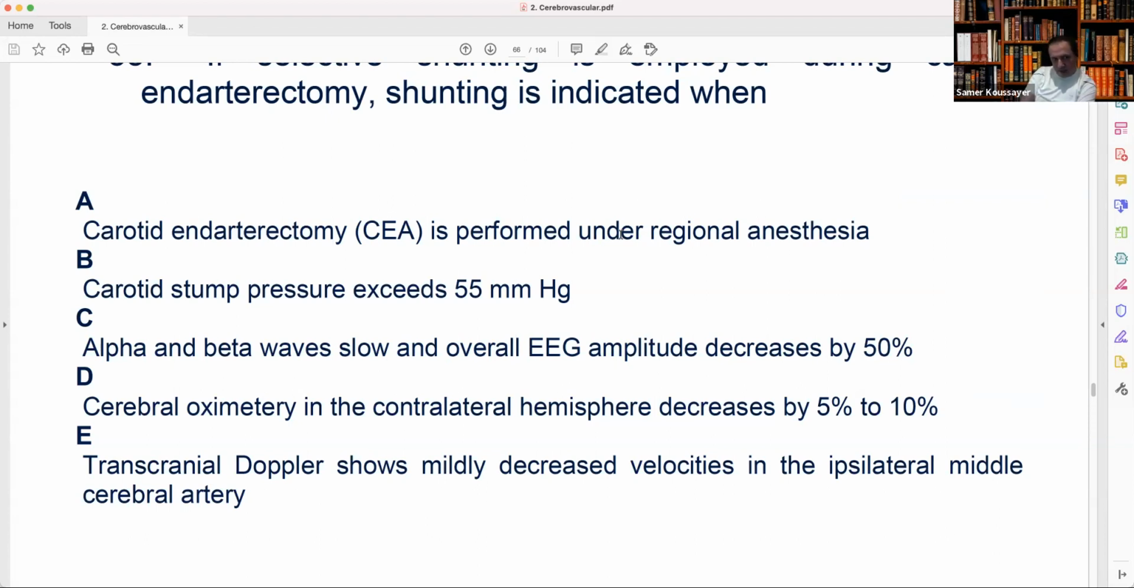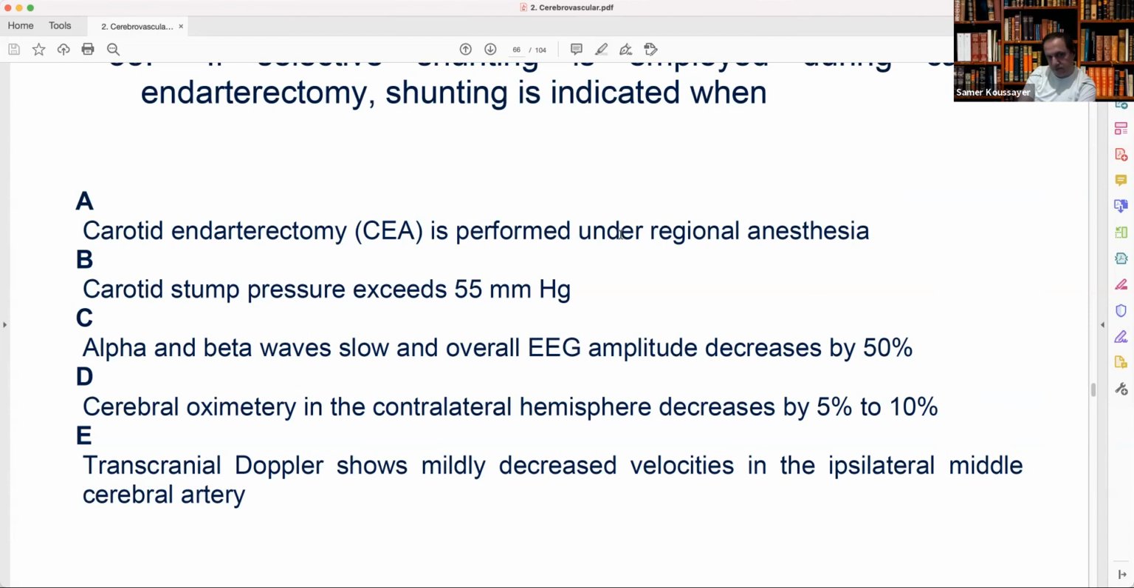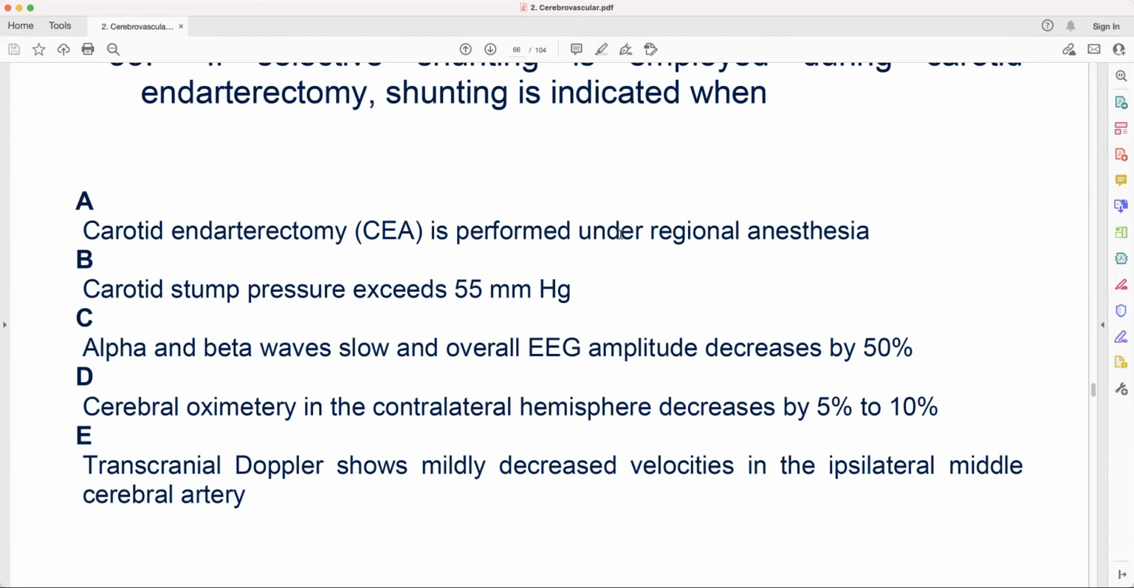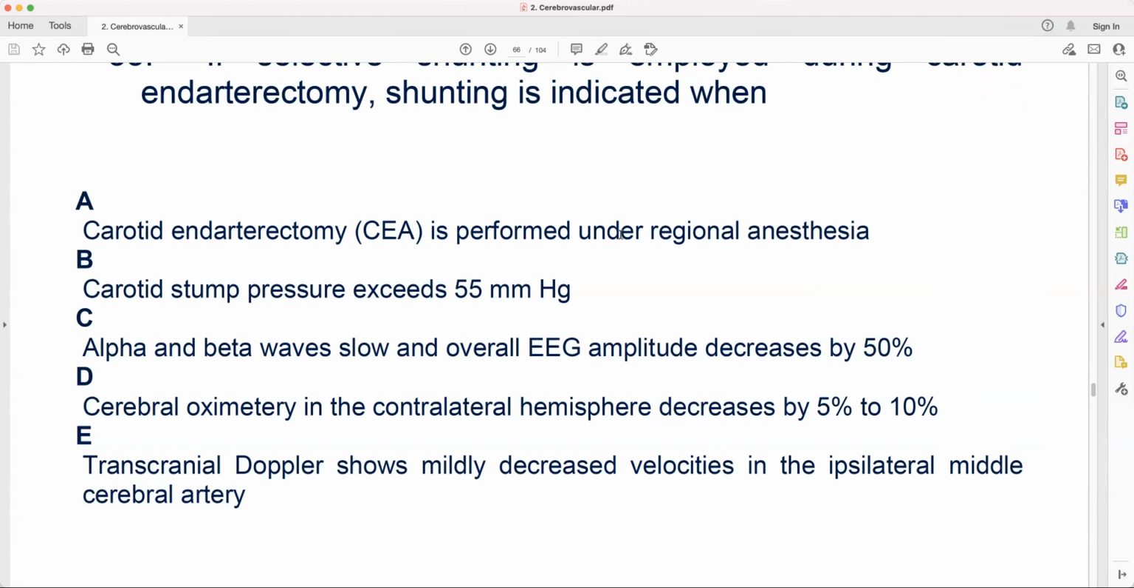Yes. Next one. Cerebral oximetry in the contralateral hemisphere decreased by 5 to 10%. I think it's more, not 10%. This should be at least 15%. So this is also wrong. Last one. Transcranial Doppler shows mild decreased velocity in the ipsilateral middle cerebral artery.